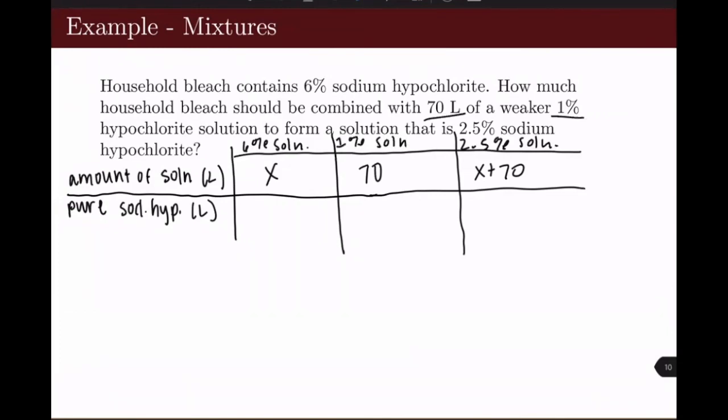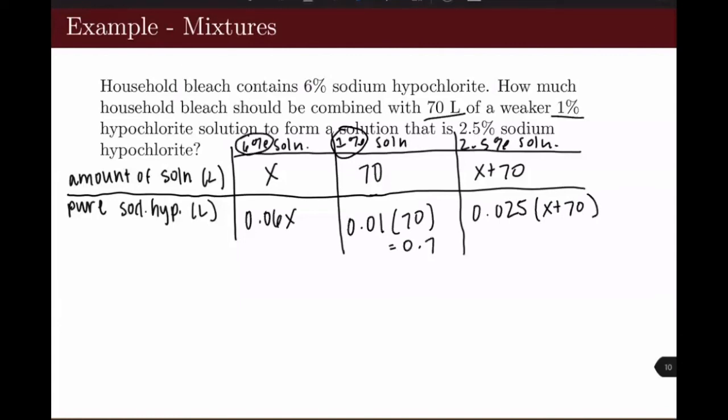Next, we're going to multiply, kind of going down. So I have 6% and I have X, so it's going to be 0.06X. Then I have 1% and I have 70, so this is going to be 0.01 times 70. And then I'm going to have 2.5%, so this is going to be 0.025 times X plus 70. All right, and 0.01 times 70 is just going to be 0.7. So I'm just going to do that right now, 0.7.